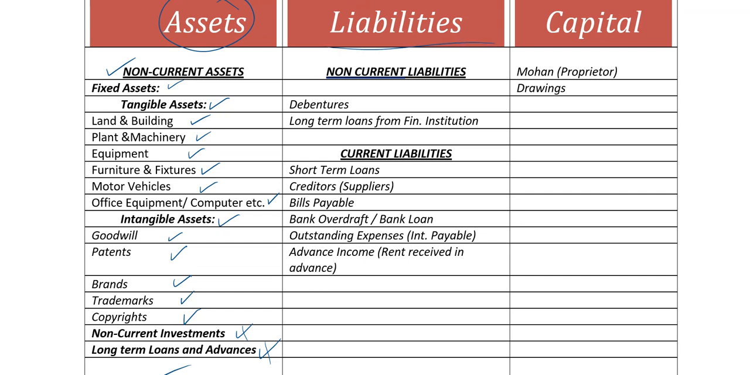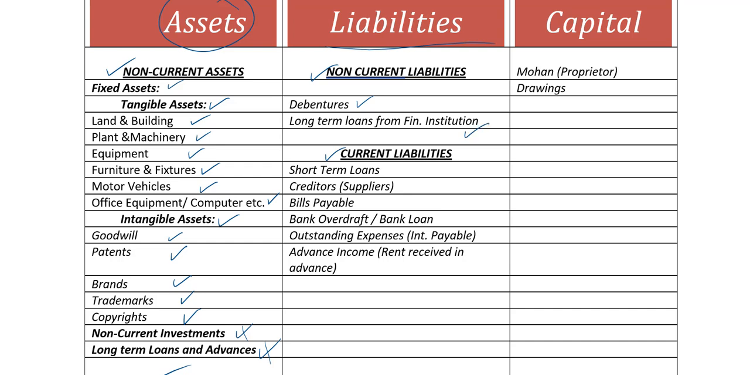Under liabilities, we have non-current liabilities, liabilities to be paid after 1 year from the date of the balance sheet, and current liabilities, liabilities to be paid within 1 year from the date of the balance sheet. Under non-current liabilities, we have debentures and long-term loans taken from financial institutions.